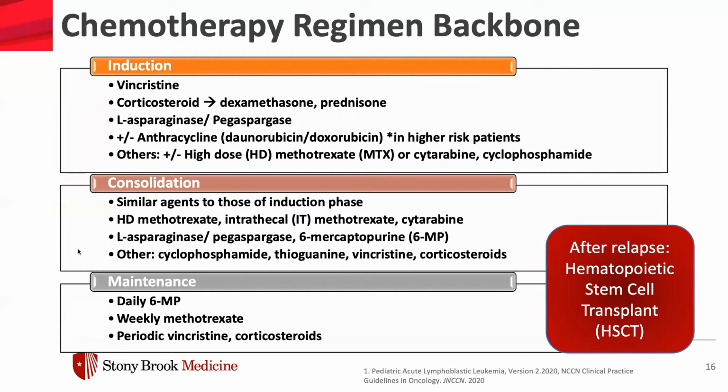And now the chemotherapy regimen backbone. So this is mainly here for your reference. Today I'll be focusing more on the immunotherapies for pediatric ALL. But just to look here, chemotherapy really is the backbone of pediatric ALL treatment to target the fast-growing malignant cells throughout the body. So we have our induction phase, and we can give vincristine, corticosteroids, L-asparaginase, plus or minus anthracyclines in higher risk patients.